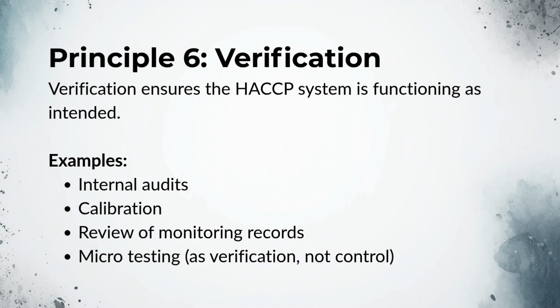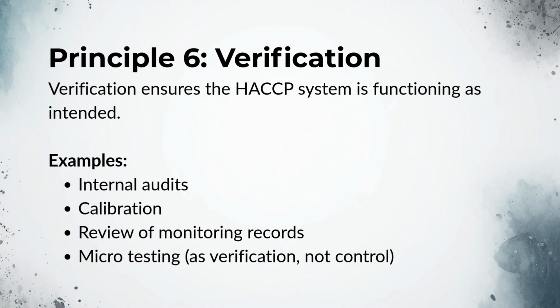Verification activities confirm that the HACCP system is working as intended. These activities include internal audits, calibration, review of monitoring records, and sometimes micro-testing. Verification is different from monitoring. Monitoring checks the CCP in real time, while verification checks the overall system.